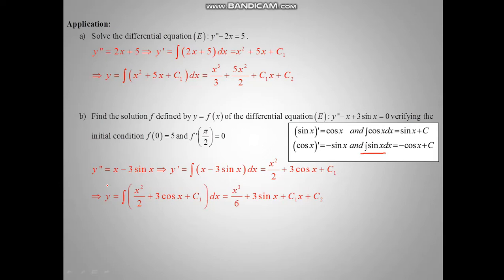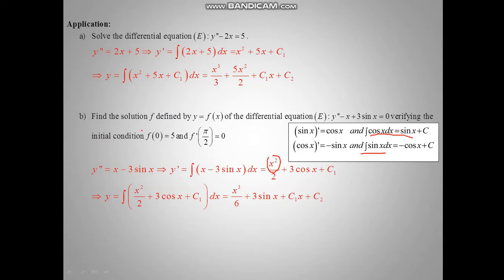Now another integral of y prime to get y. Okay, x squared over 2: integral of x squared is x cubed over 3, times 1 over 2, we get x cubed over 6. Integral of cosine x is sine x, so 3 sine x plus c1 x plus c2.